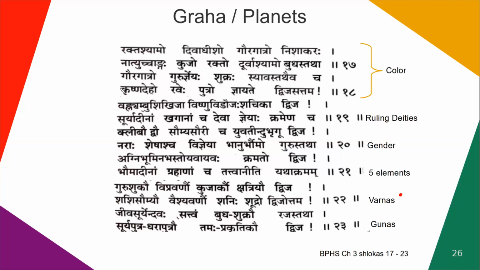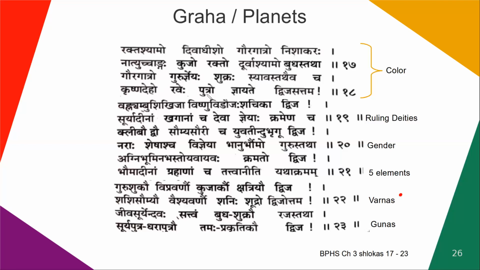The next shloka says, Gaura Gatro Gururneya Shukra Syavastathaivacha Krishna Deho Rave Putro Nyayate Dvijasattama. So Maharshi Parashara says, Guru, that is Jupiter, is also Gaura Gatra. But the color of Jupiter is a little bit of yellow. So Jupiter you can say is wheatish yellow in color. Shukra is Syava. Syava is like a brown color. So Shukra, that is Venus, is a little bit of brown color.